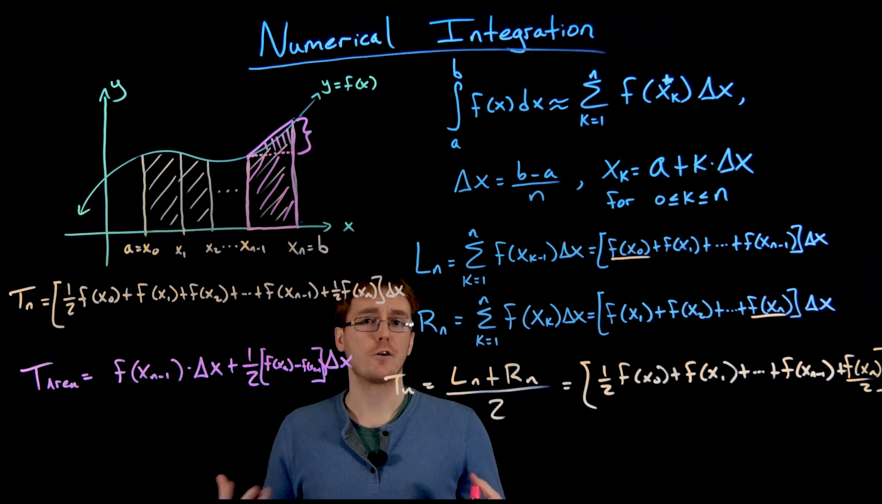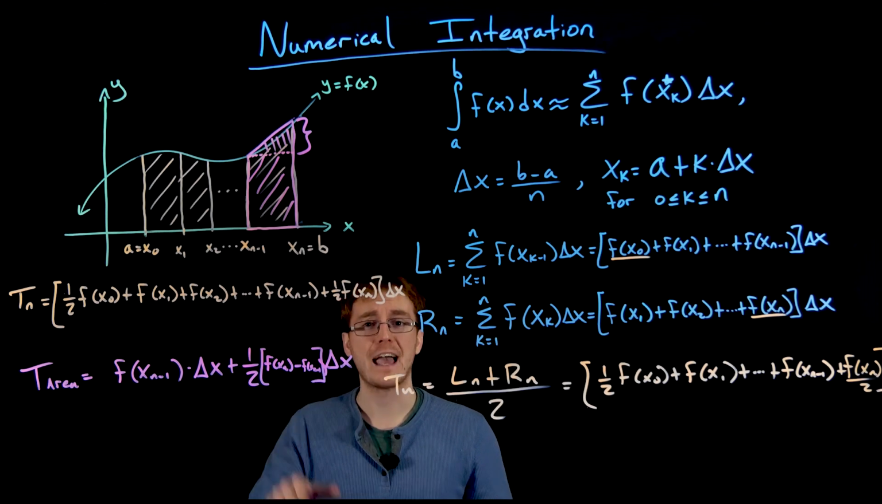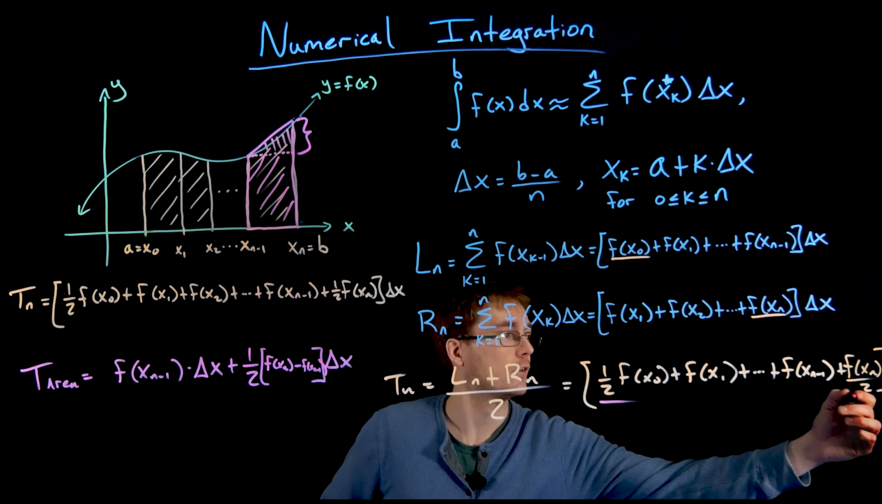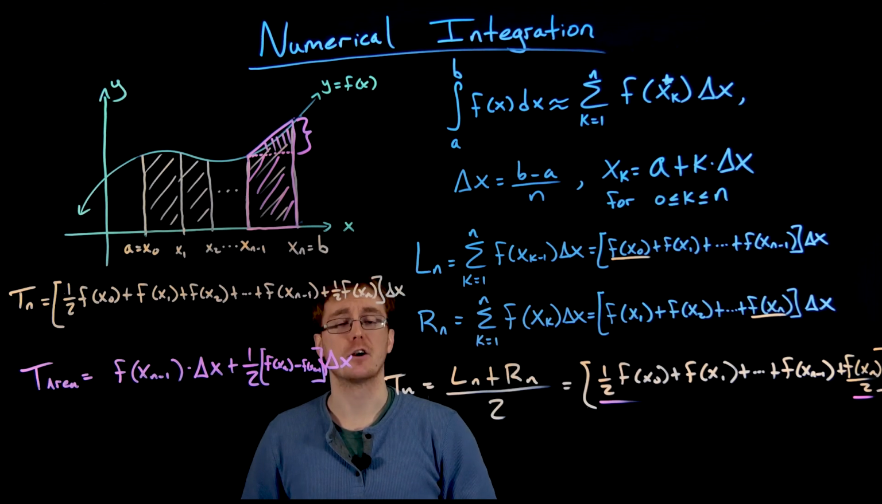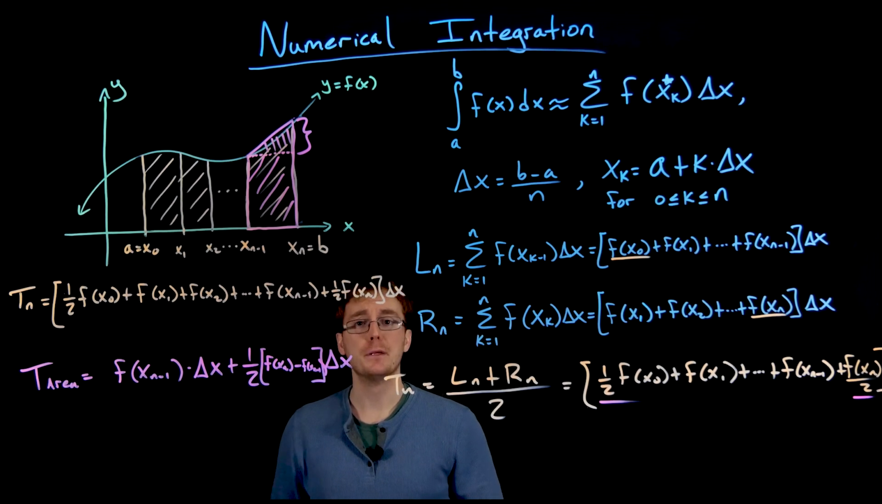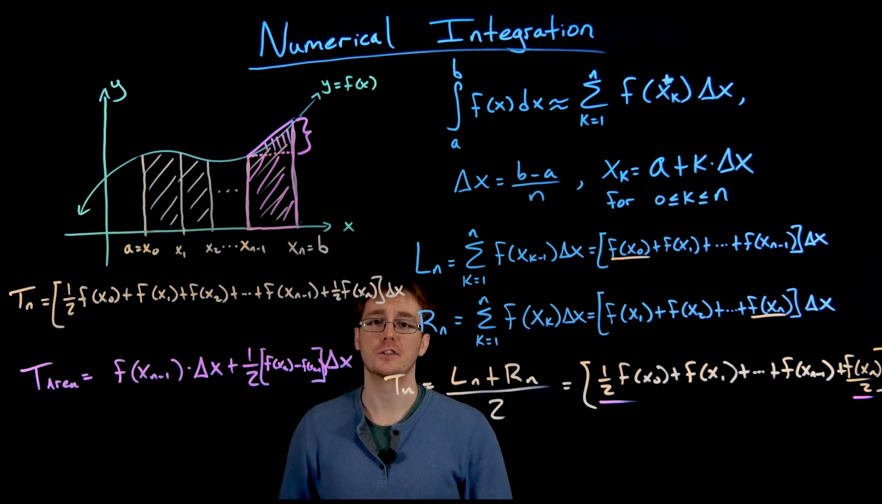And for those far left and far right points that are not double counted, they have that factor of 1/2 coming from our area of a triangle formula. That's why we have those first and last terms in our trapezoidal rule formula. All right, so now that we have our midpoint rule and trapezoidal rule formulas, we're ready to look at some examples of applying these formulas and making some approximations.